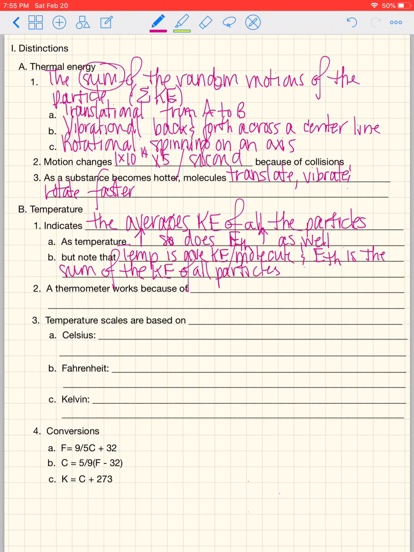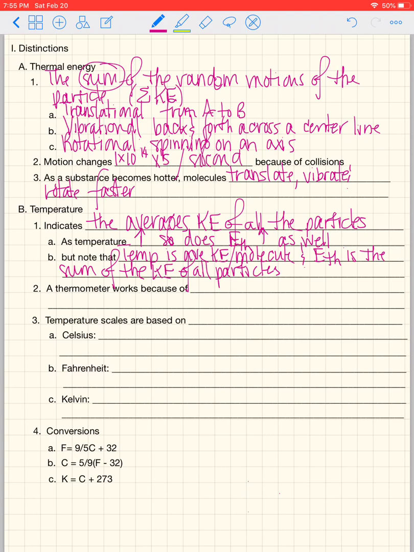Okay, and I'm going to have you step back a little bit, and I want you to think for a moment: which has more thermal energy? A teaspoon of boiling water or a bathtub full of room temperature water? Which has more thermal energy?